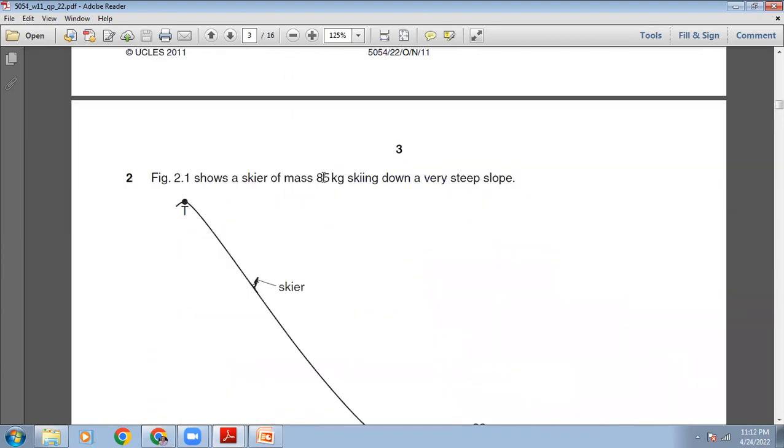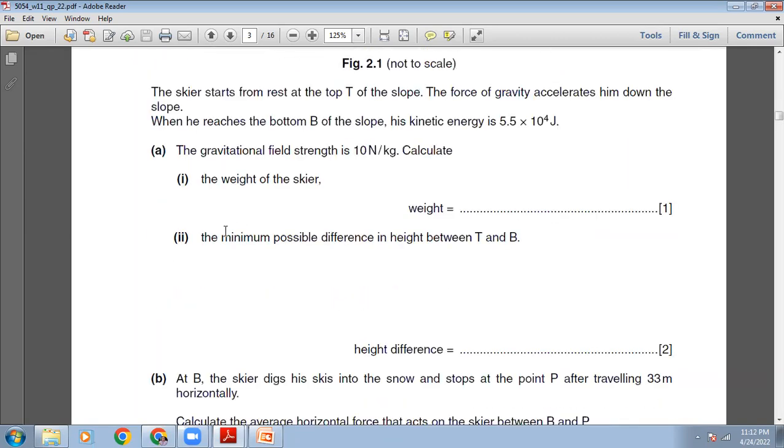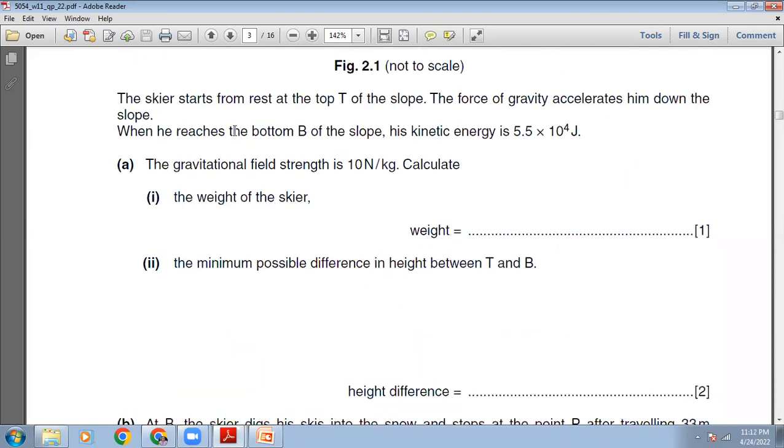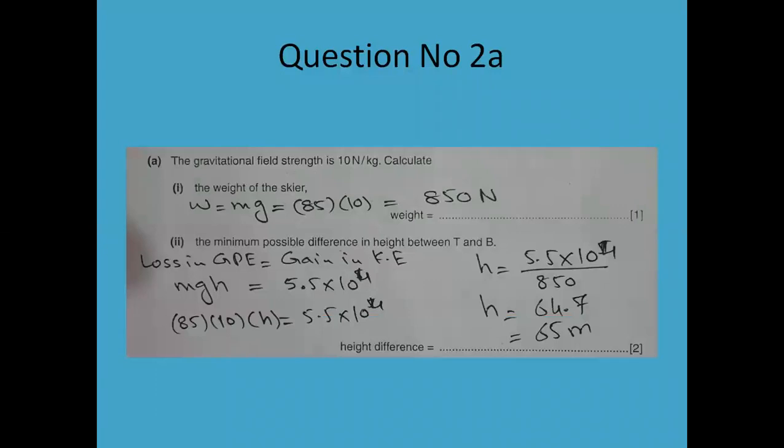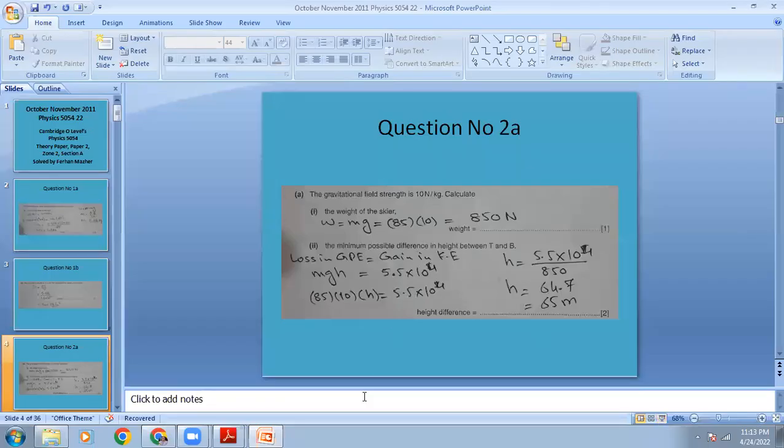We know the mass of the skier. The mass of the skier is 85 kg. So very easily we can find the weight of the skier. The weight of the skier, W, is equal to mg, and we know g is 10. So W equals mg, which is 85 kg multiplied by 10 newtons per kg. So it will be 850 newtons.